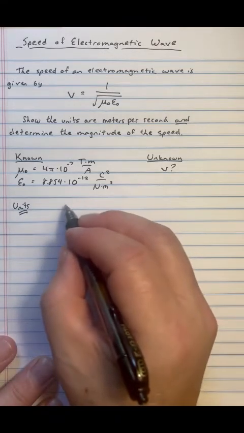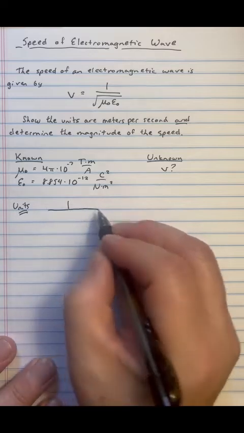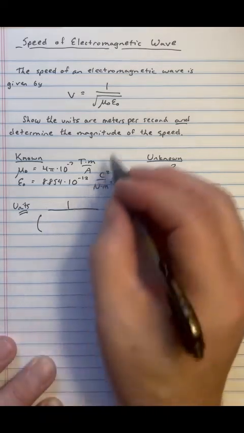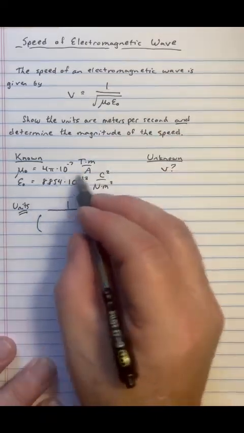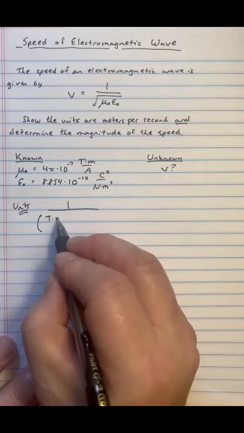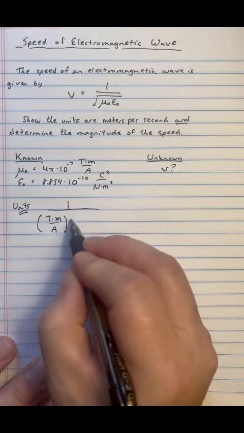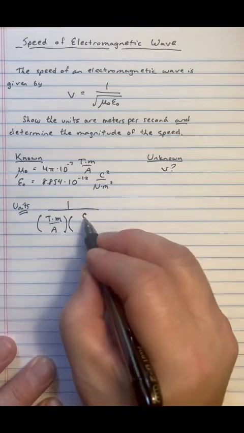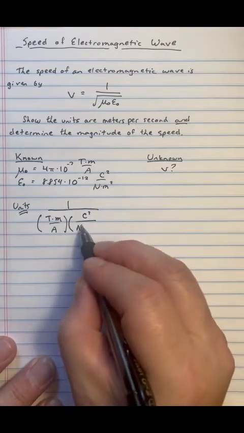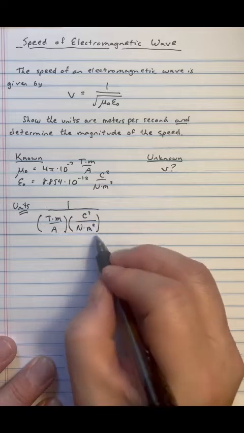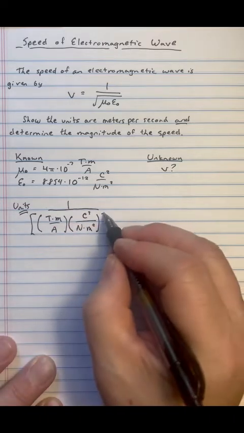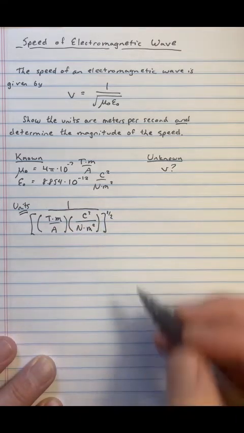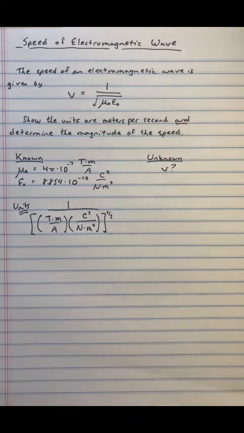All right, so it's 1 divided by, so for mu naught, it is Teslas times meters per ampere. For epsilon naught, it is Coulomb squared divided by newtons times meters squared, like that. And of course, this whole thing is under a square root sign. Let's not forget that. And this looks pretty messy.